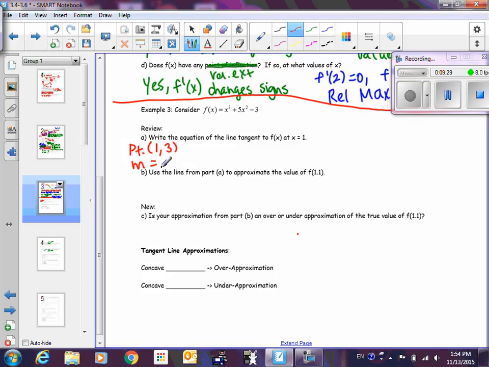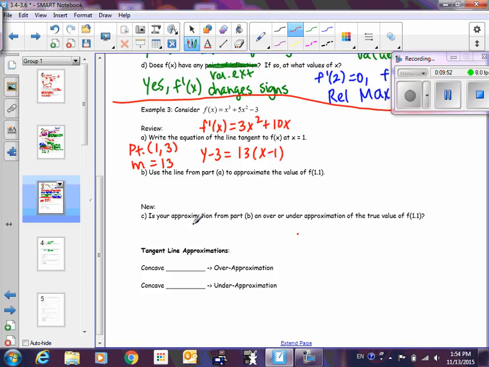All right, slope. What do we need to do for slope? We need the derivative. So we've got to find that derivative. Remember, that's going to be a part of the problem on most examples. If you're ever stuck, find the derivative. And you get 13. So my tangent line is y minus 3 equals 13 times x minus 1. And that's something we've already done.